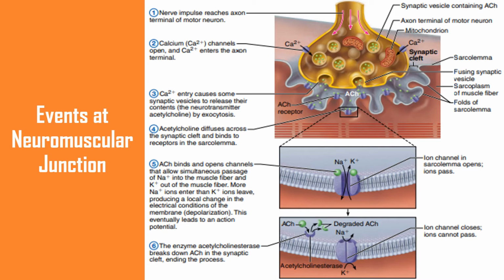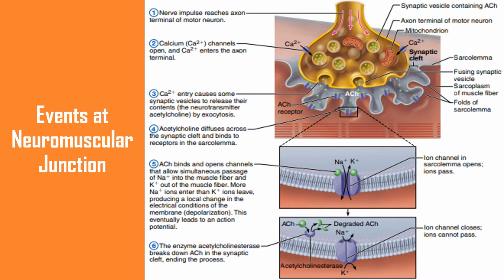Calcium ion entry causes some synaptic vesicles to release their content, the neurotransmitter acetylcholine, by exocytosis. Acetylcholine then diffuses across the synaptic cleft and binds to the receptor of the sarcolemma.